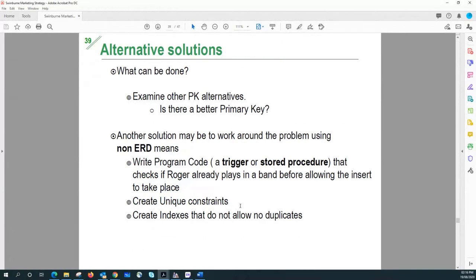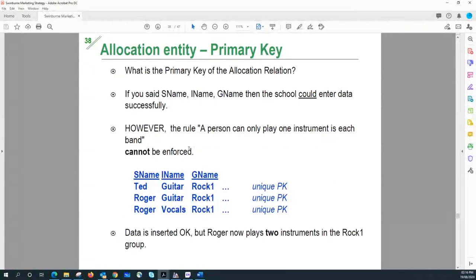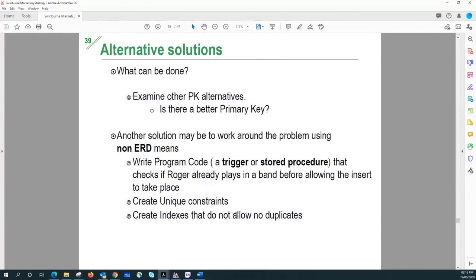I can create a unique constraint if I want. Remember the unique constraint, so I can create a unique constraint in my allocation, this allocate super weak entity. I can put a constraint saying these three combinations will not work, right? Or I can create an index. I'll teach you this maybe later on, how to create the index, which will not allow duplicate values for any given column. So there are three ways we can implement that business rule.